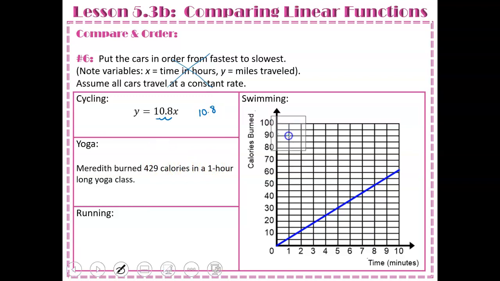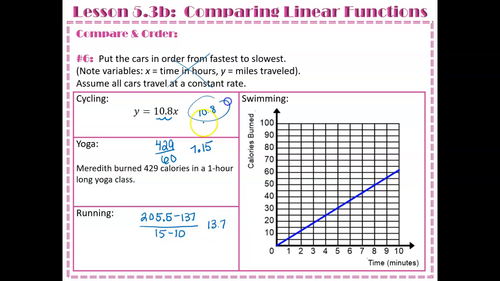We know there are 60 minutes in an hour. So if we take 429 and divide by 60, you get 7 15/100. Running, my chart seems to be missing, but you have yours. So we're going to use the wine glass, and we're going to take 205 and 5/10, and subtract 137 over 15 minus 10, which gives us about 13 and 7/10. Those are our rates. 13, almost 14 calories per minute.